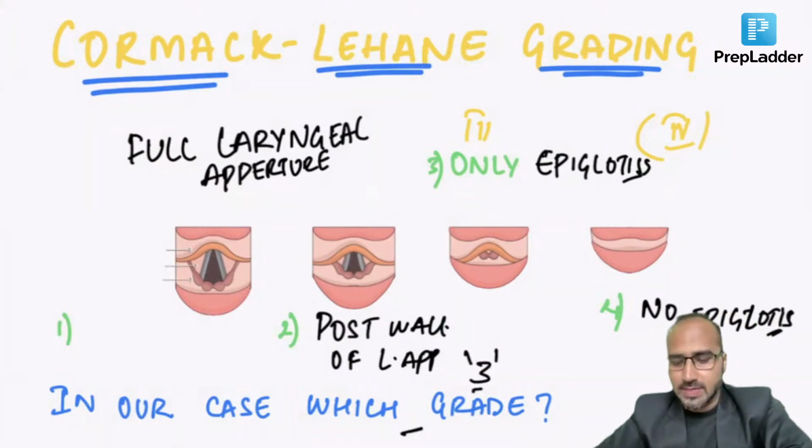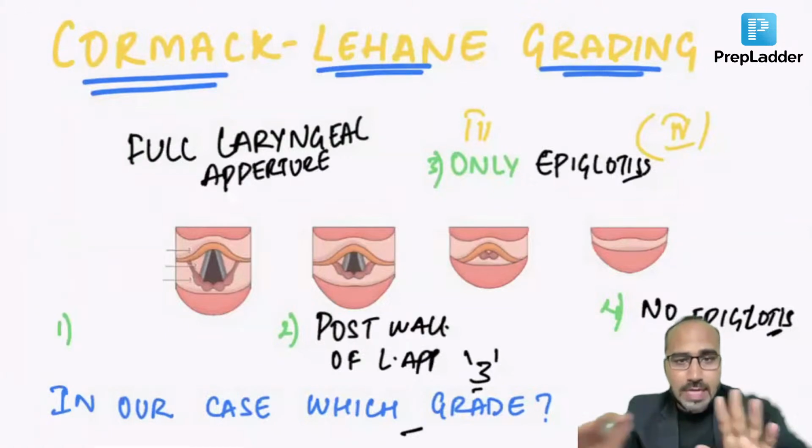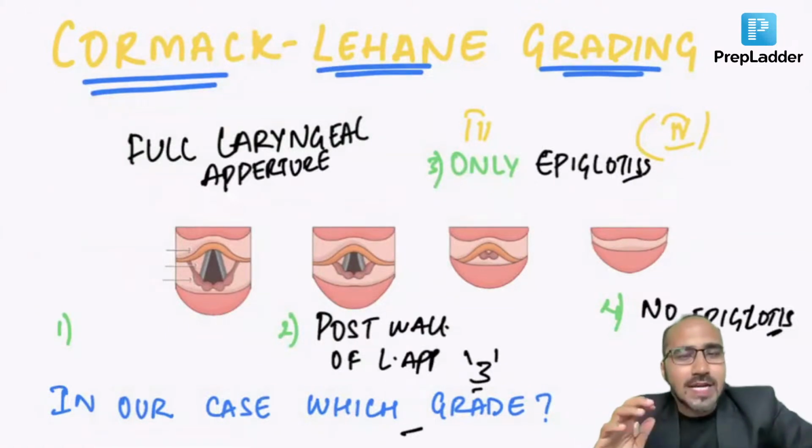It is grade 3. Okay. So anyways, this is regarding Cormack-Lehane grading. Now look over here, guys. If you see the vocal cords, what is the next thing that we need to do?